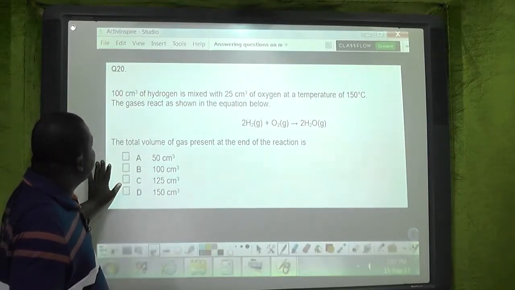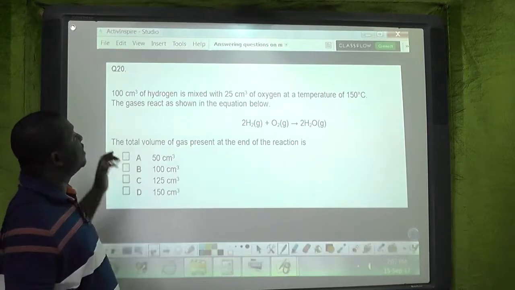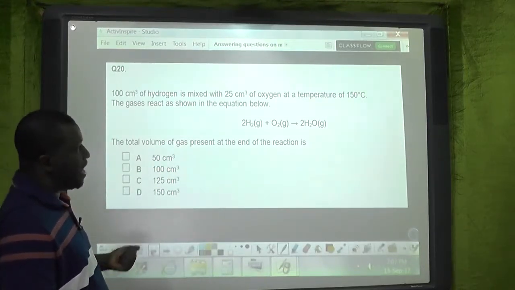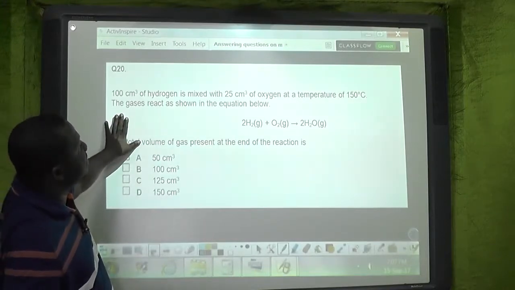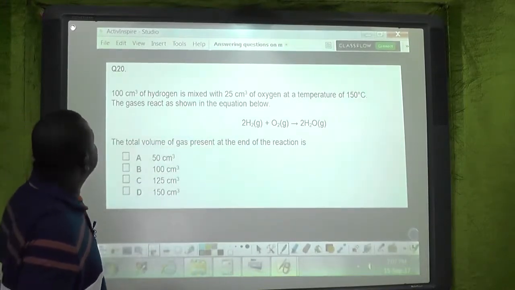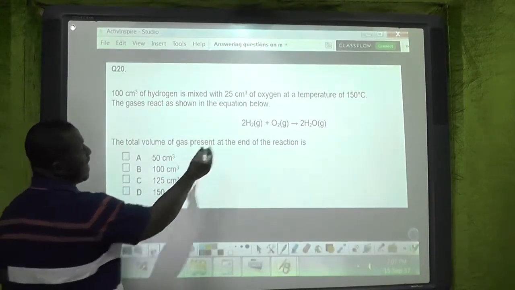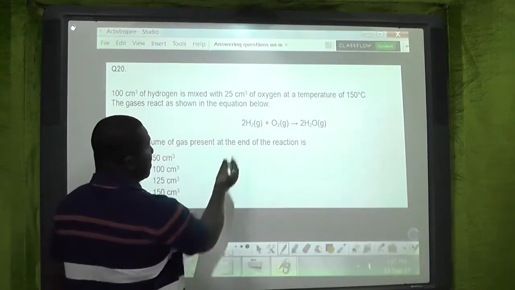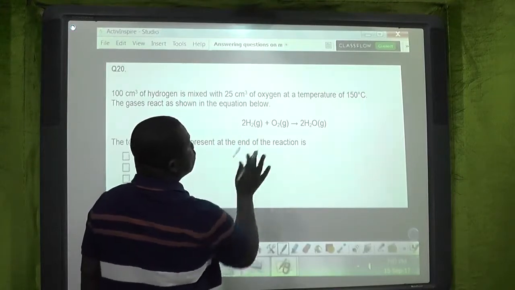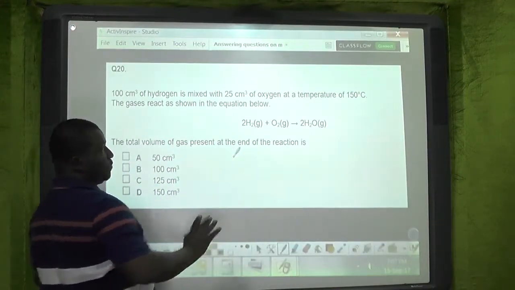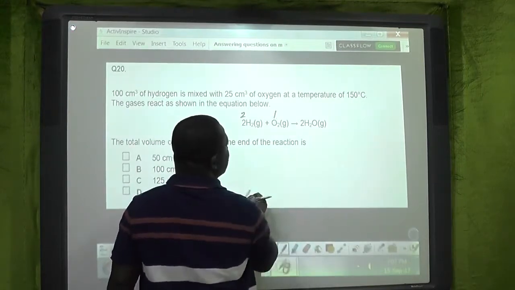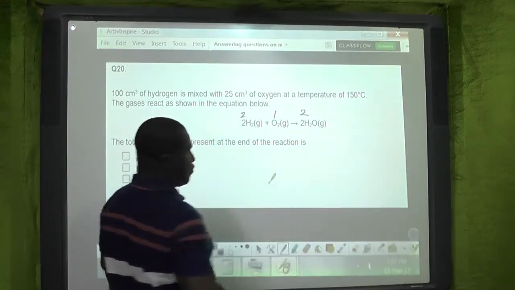Now, number 20. 100 cm cube of hydrogen is mixed with 25 cm cube of oxygen at room temperature. At a temperature of 150 degrees centigrade, the gases react as shown. This is the reaction of the gases. Now, when you look at this equation, it is actually a balanced equation. So we have a ratio of 2 of hydrogen to 1 of oxygen to 2 of steam produced.